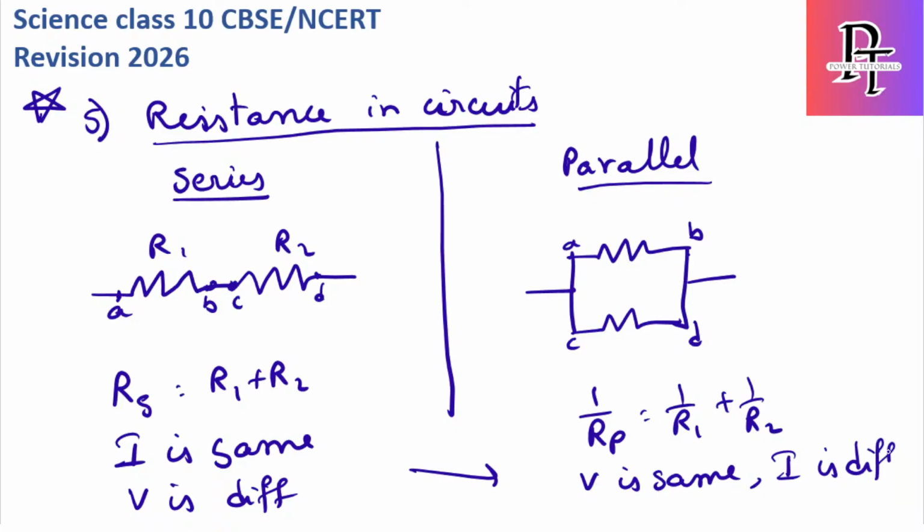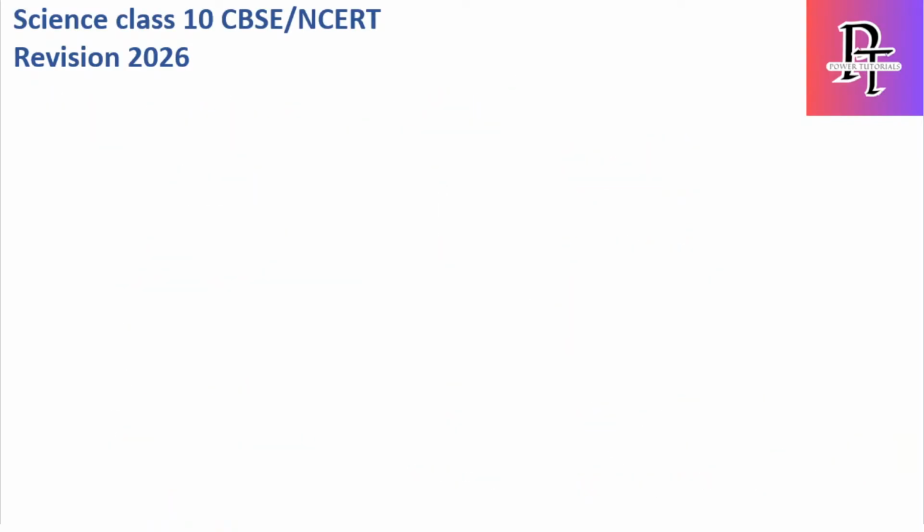And repeating again, for series circuit, current is same across the circuit, all the resistors, voltage will be different, whereas in parallel circuit, voltage is same and current is different. Okay, then we have heating effect and power. So this till 5 are covered.